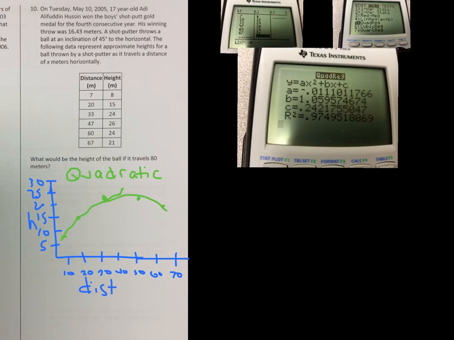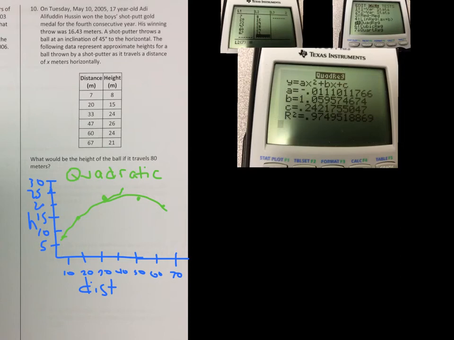Okay, so now when you hit Enter, and on the next screen you scroll down to Calculate and hit Enter, this is what you should see on your screen. And you can see a quadratic follows the form y equals ax squared plus bx plus c. So we're going to have to take the a, the b, and the c and plug them in to create a regression equation.